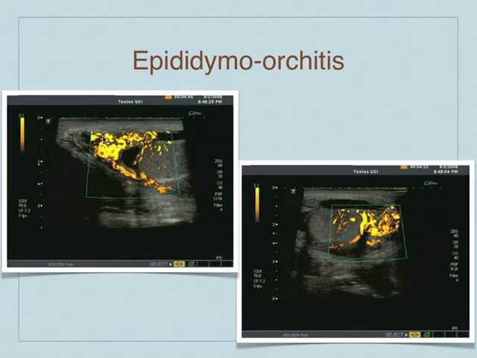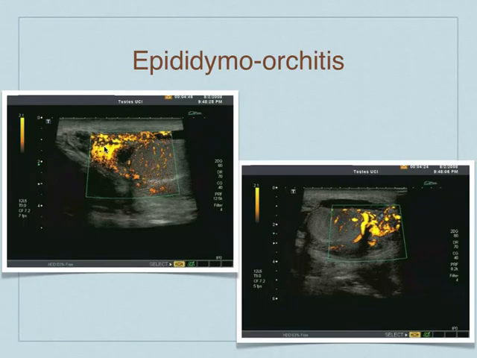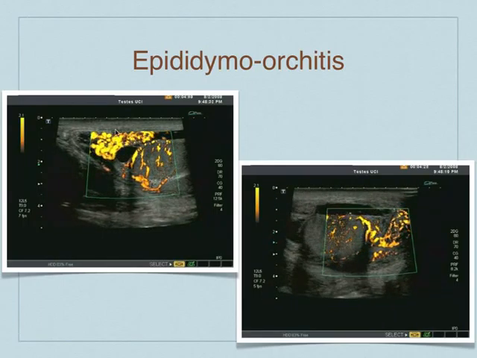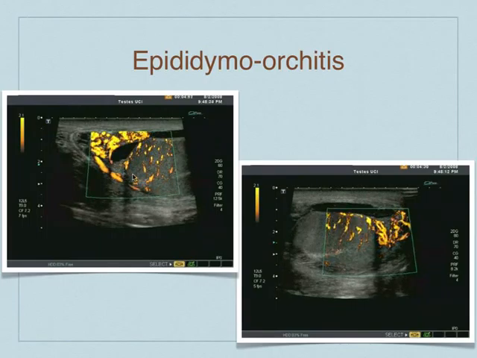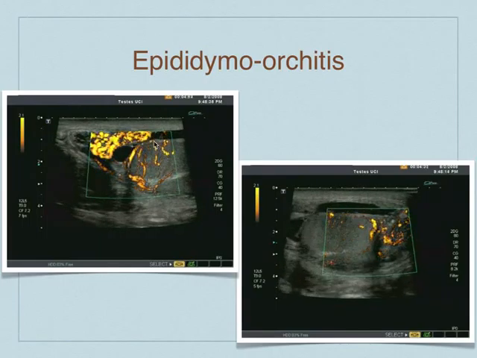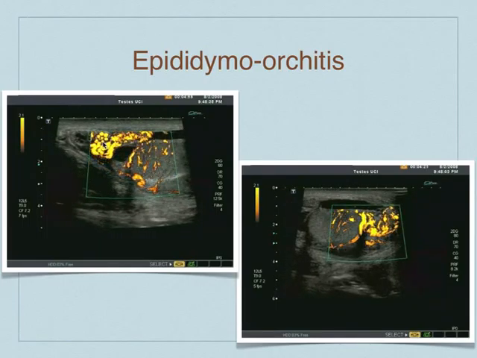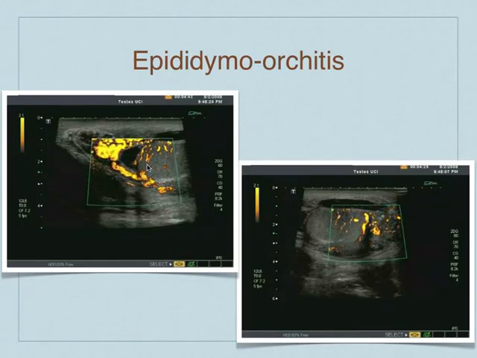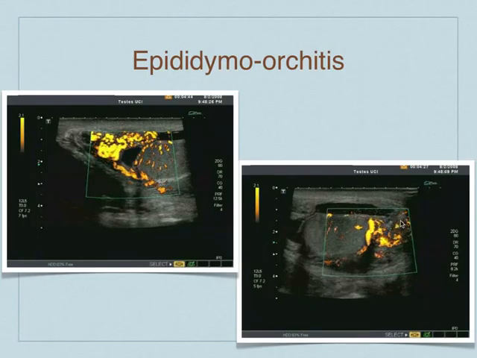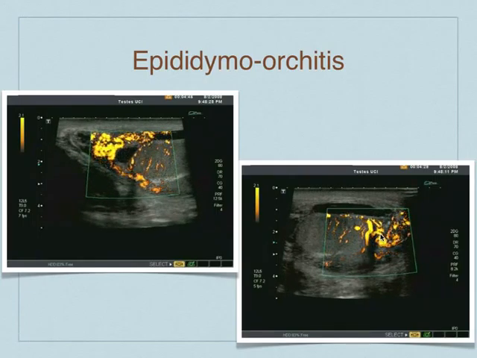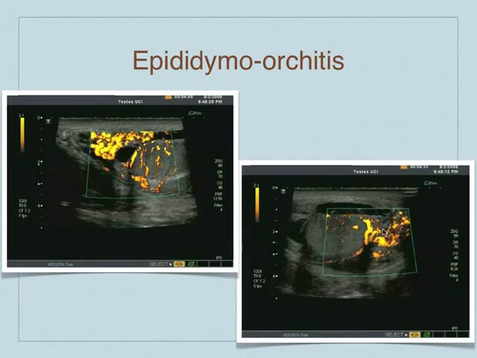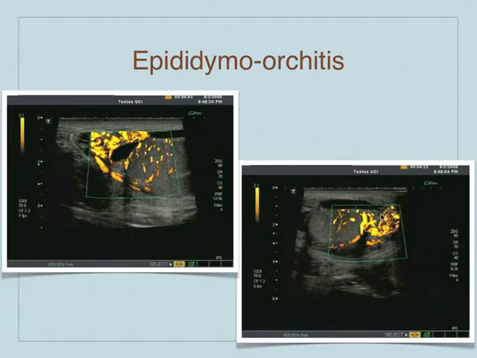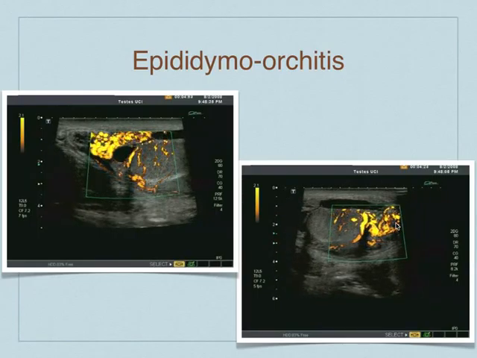This is the head of the epididymis, seen above the testicle, or superior to it, and we put power flow on. It's very hyperemic, lights up like a Christmas tree. This is an example here of epididymo-orchitis. The testicle itself is also very hyperemic. We'd go down here to the tail of the epididymis. Remember, the epididymis has a head, body, and tail. In this case, we're seeing, again, orchitis and epididymitis as well.